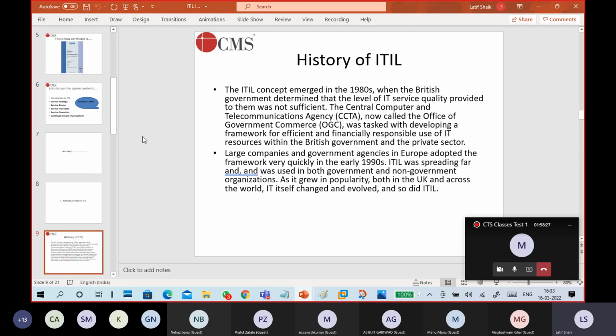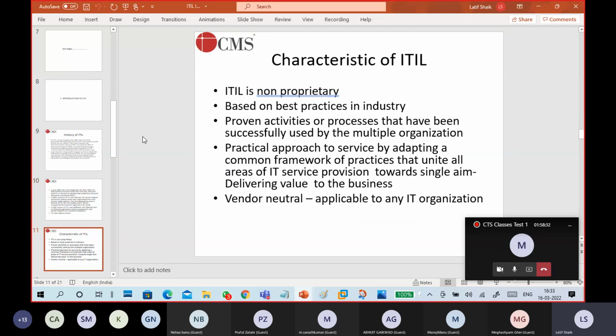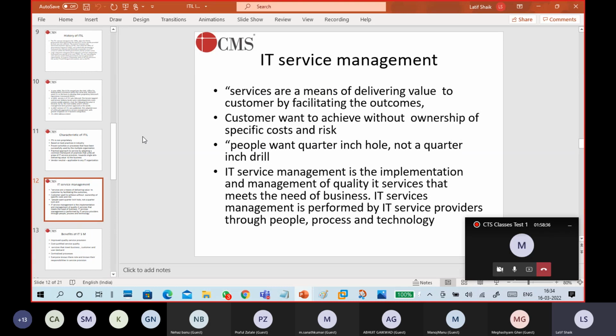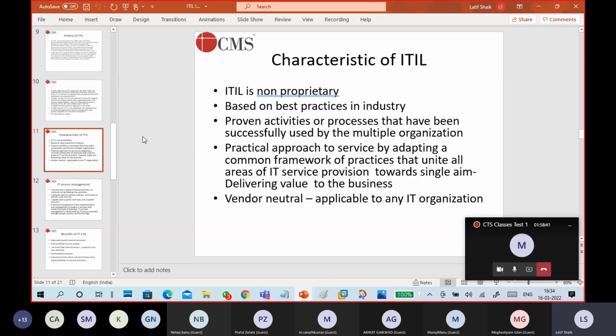There is a history of ITIL. There is also some history there. I'm not going into that history, and I will only tell 2 slides. Not 2 slides, there are a few slides, but I will tell in a very easy way.